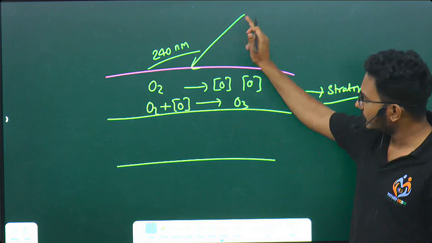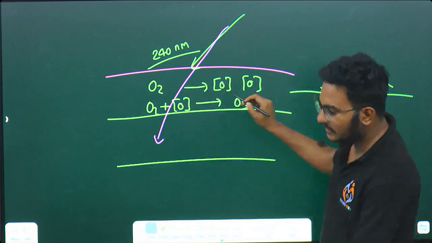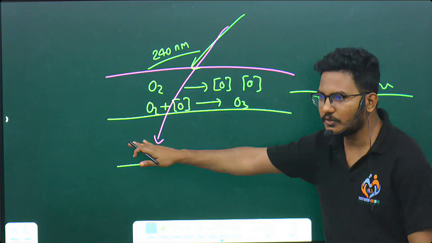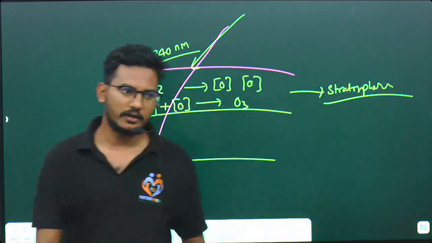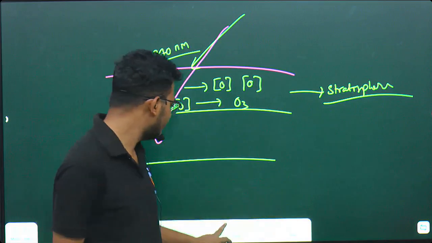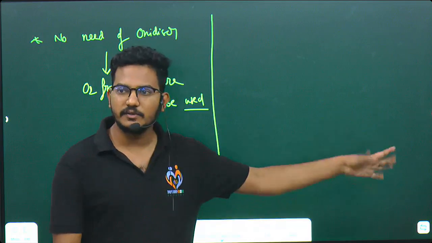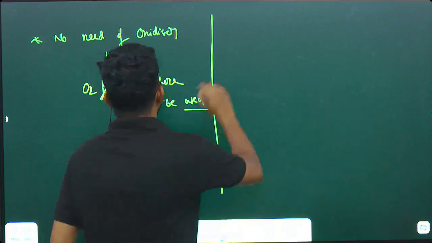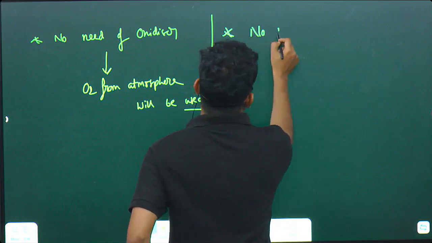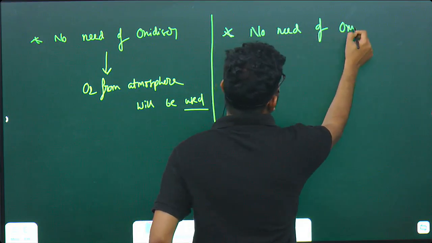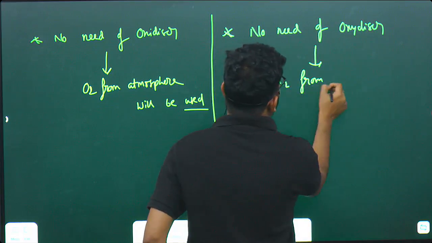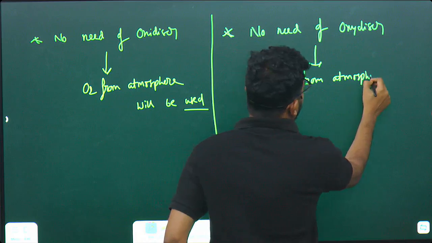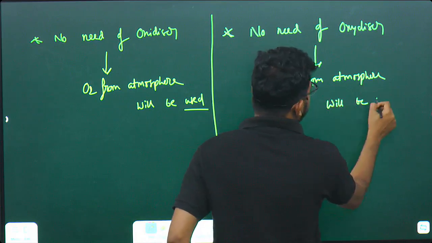If this wavelength sunlight were reaching the troposphere, then there are high chances we can see ozone in the troposphere also. Generally people will discuss this in environment and ecology. But my point here is, in the troposphere and also in the stratosphere we have oxygen. So here also no need of oxidizer. O2 from the atmosphere will be used.